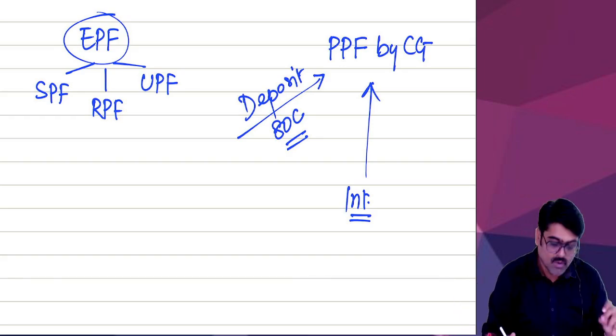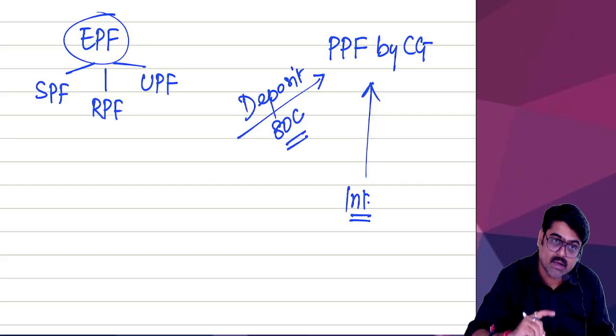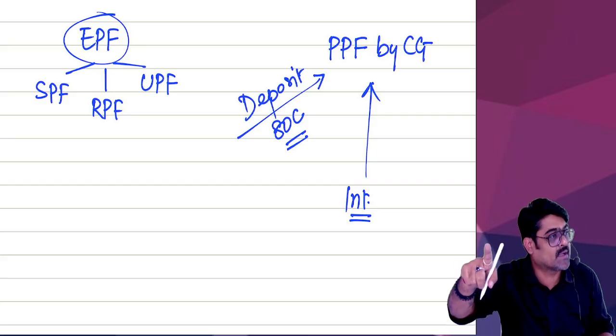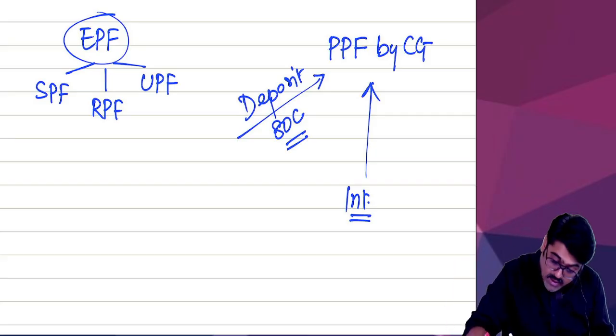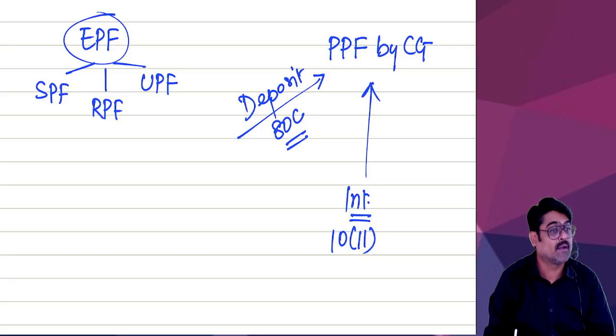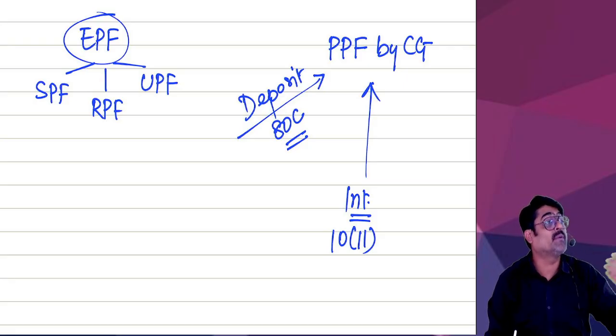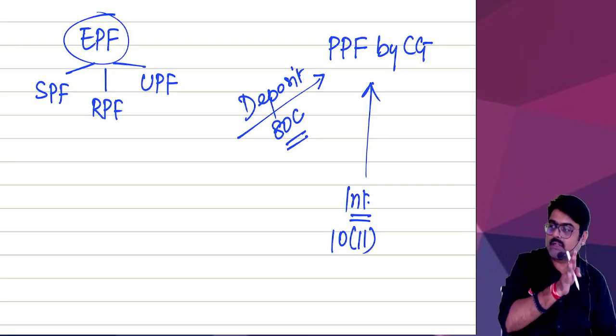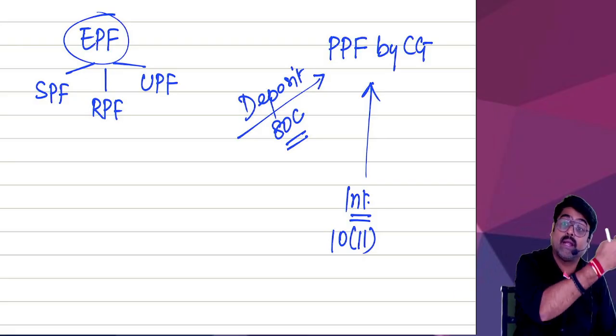Whatever deposit you make every year will be allowed as a deduction every year under section 80C. Every year interest will be credited, and that interest will be fully exempt under section 10(11). So this year's interest credited will be fully exempt under section 10(11). Next year, whatever interest is credited will be fully exempt under section 10(11). Every year, whatever interest is credited, that interest will be fully exempt.